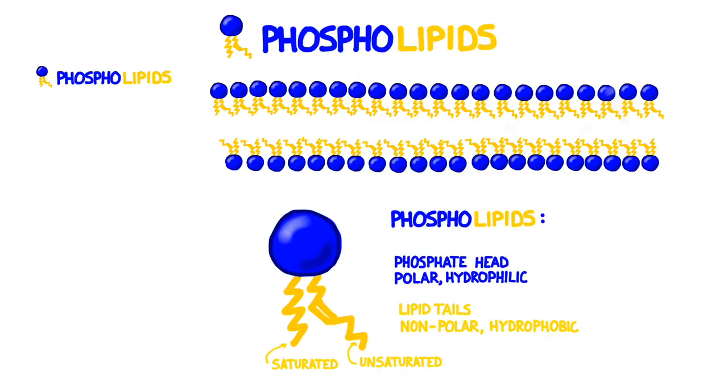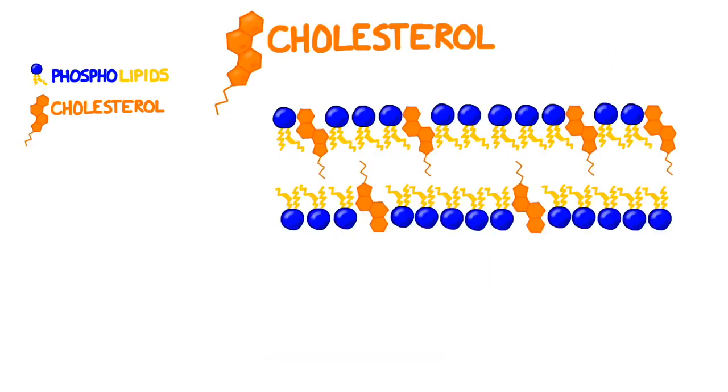The phosphate groups have a charge and the tails do not. The nonpolar tails face inwards towards one another and the polar phosphate groups are on the outside. This arrangement keeps molecules from passing through too easily. In between every few phospholipids is a molecule you've probably heard of, cholesterol.